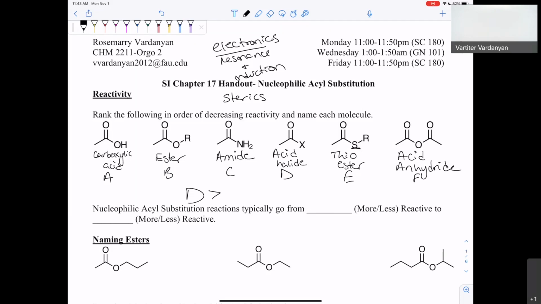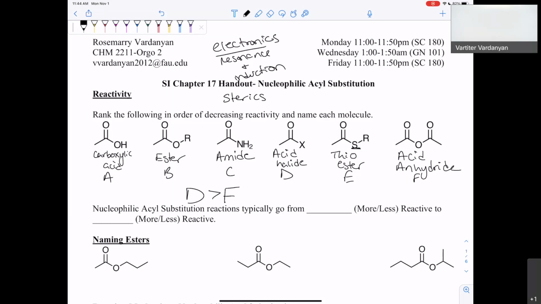So we're between carboxylic acid, ester, and anhydride. Which one of these looks like it has the best leaving group? The anhydride. So I'm going to say BAM for most reactive. And then ester and carboxylic acid.